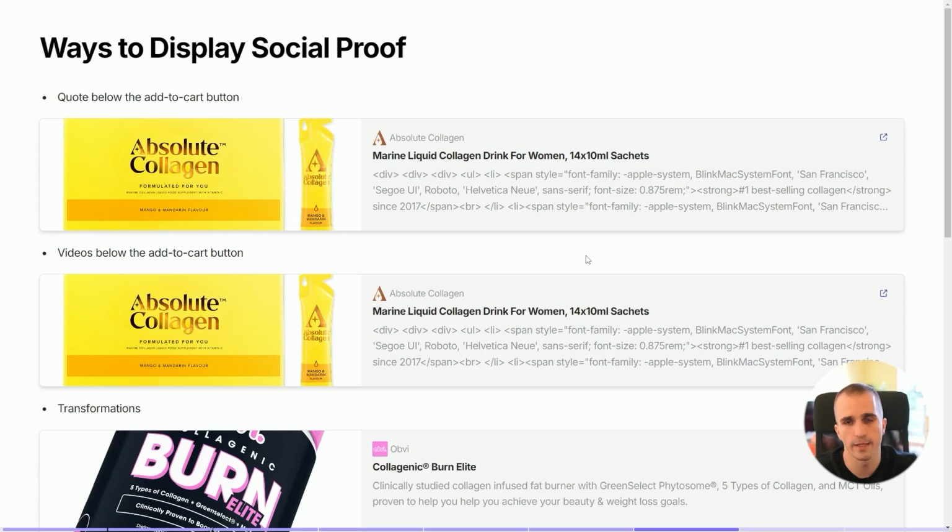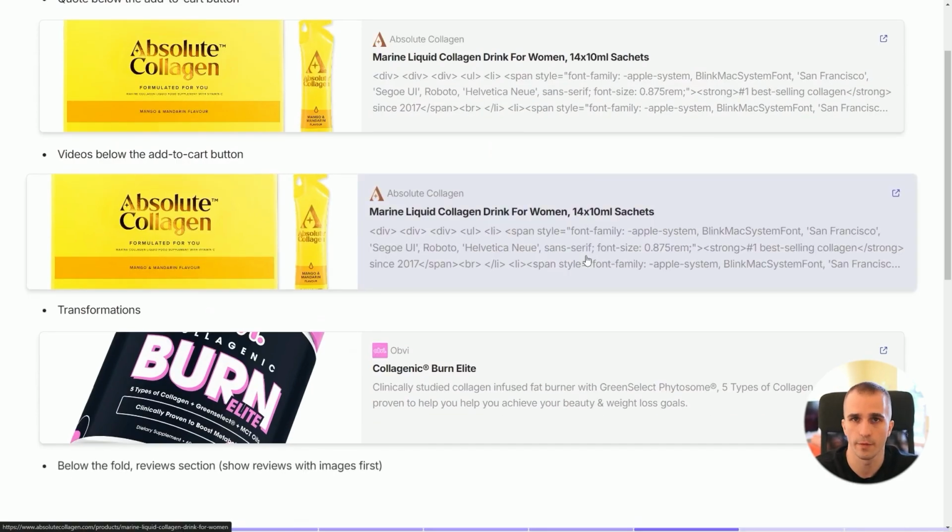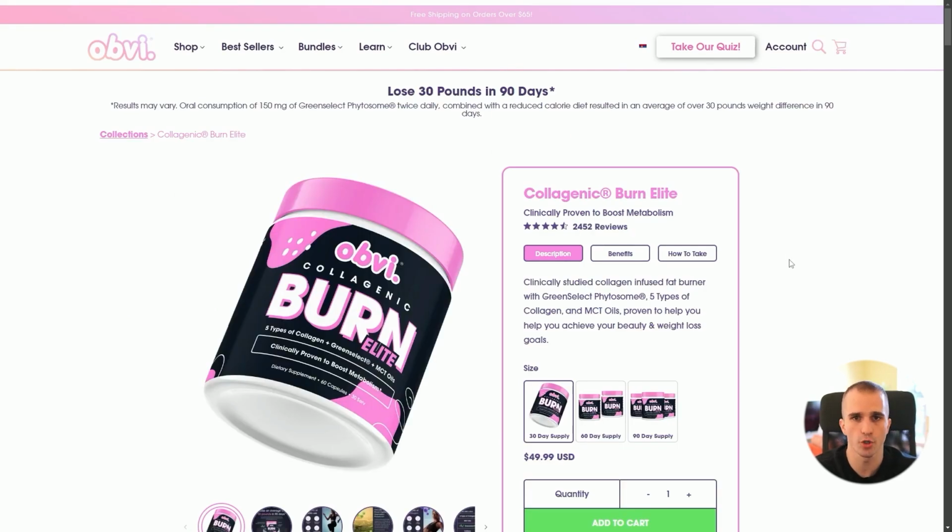The next way that you can show the social proof is through transformation images, and this is very powerful. It doesn't only communicate the social proof, it also communicates the benefit of your product.